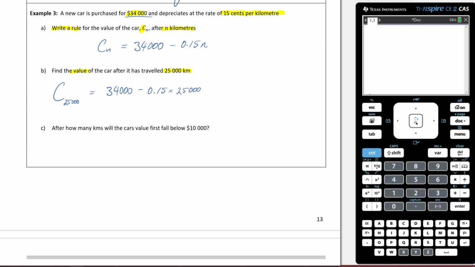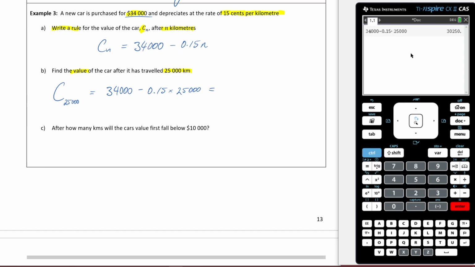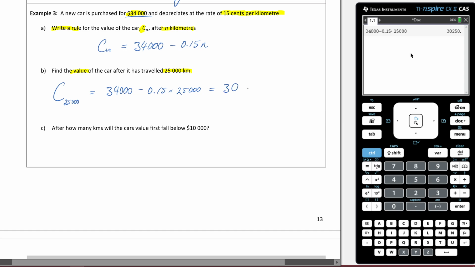All right, what's that going to be? So I come to my rule here, 34,000 minus 0.15 times 25,000. And that looks good. All right, that means my answer here is going to be 30,250. That's going to be its value after it has traveled 25,000 kilometers.